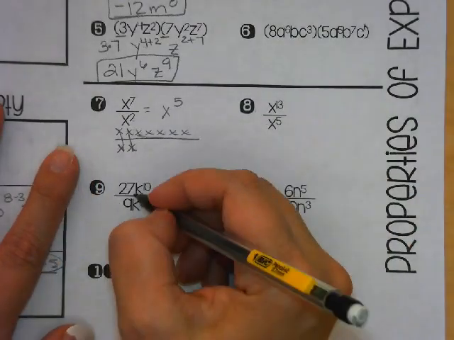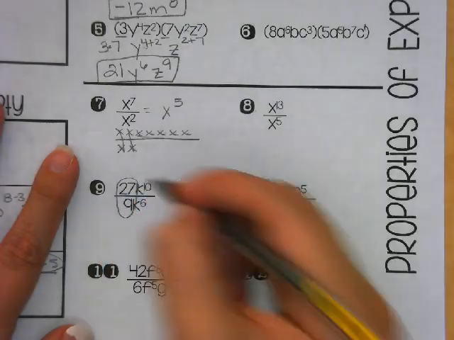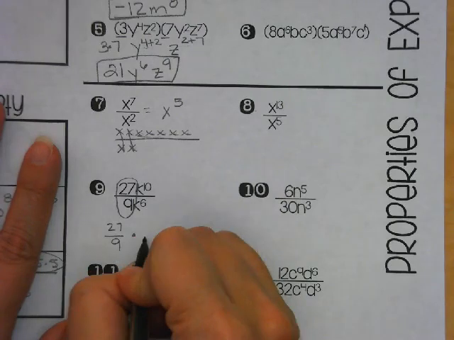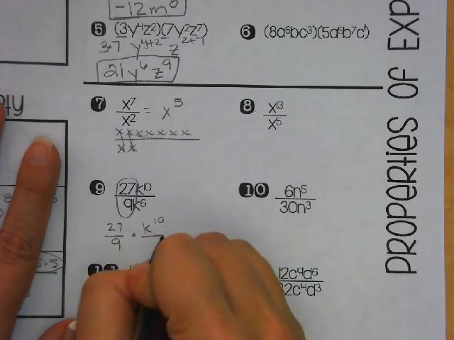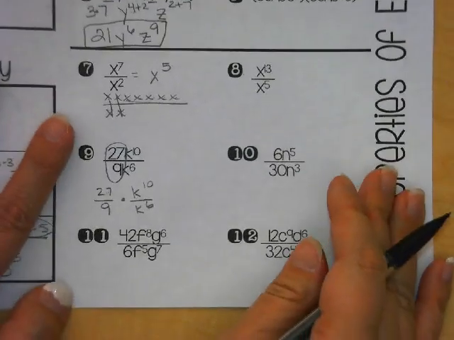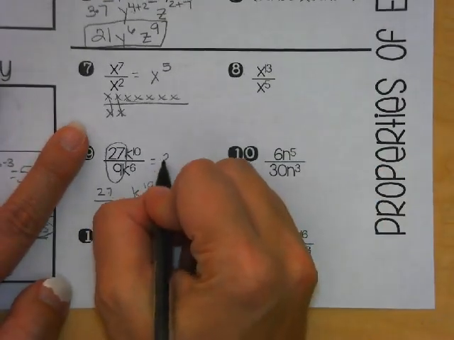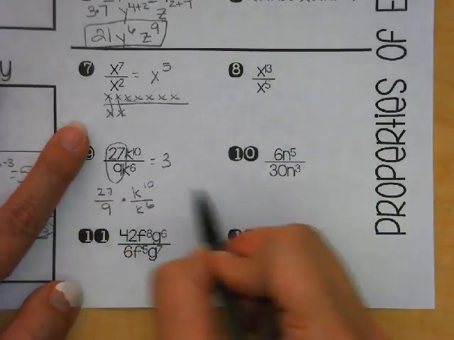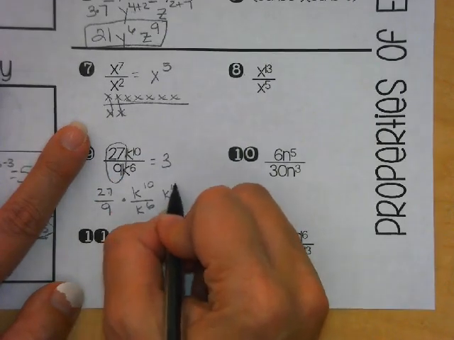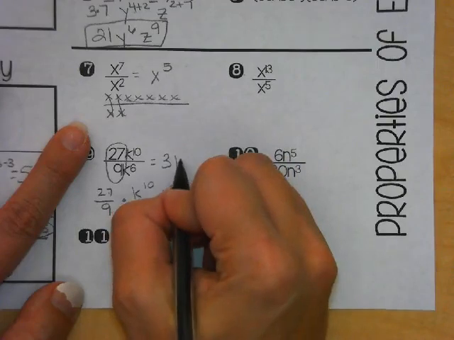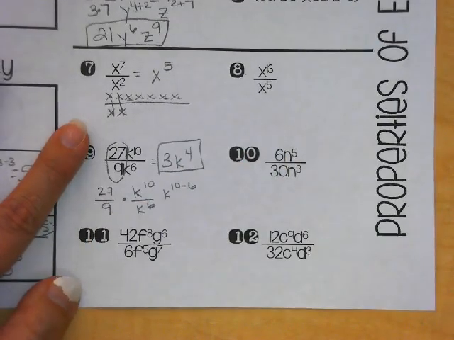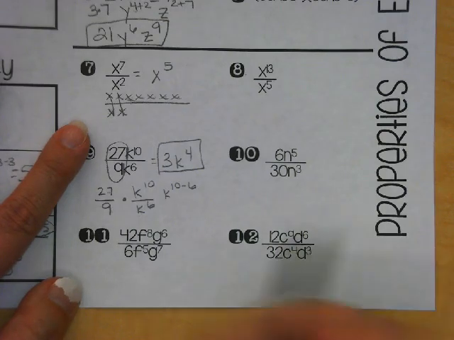Look here. Now we have coefficients here. So this is like saying 27 over 9 times k to the 10 over k to the 6, where we're just going to do this like normal, right? 9 goes into 27 3 times. You could write these out and cancel them like we did up here, or you can use the rule. 10 minus 6 is 4, all right?